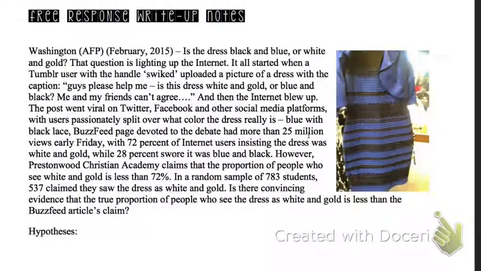Okay, after much debate of what the color of the dress is, we are now going to get started.